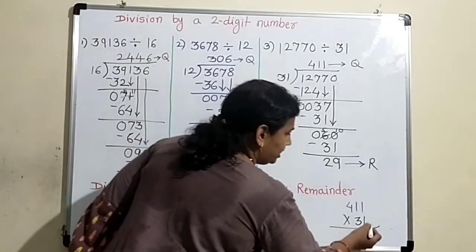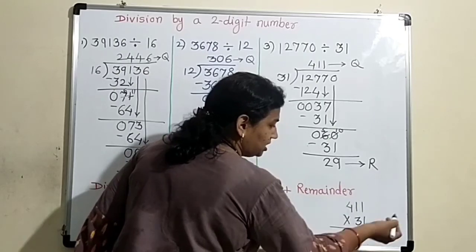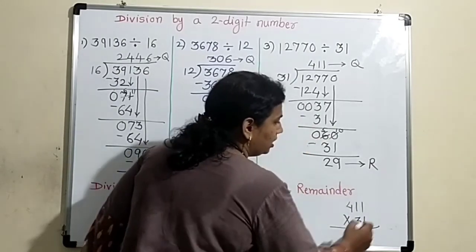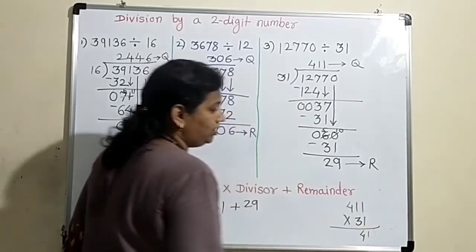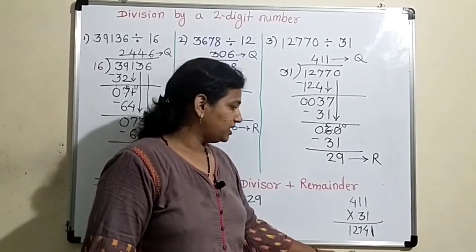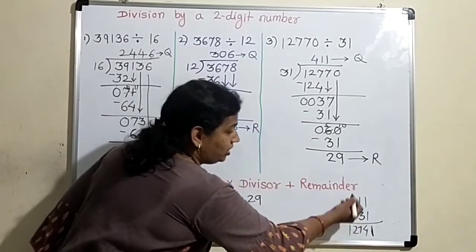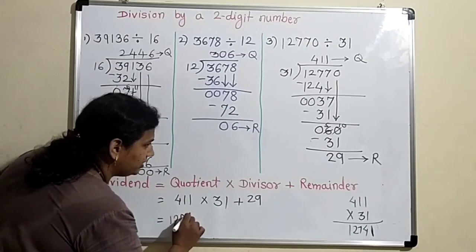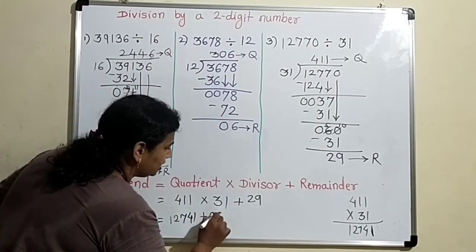Again I can do it directly. 31 ones are 3 is carried, 31 ones are plus 3, that is 34. So here 4, again 3 is carried, and 31 fours are, that will be 124. So 124 plus 3 will be 127. Now I got the product 12,741 and plus that remainder, that is 29.